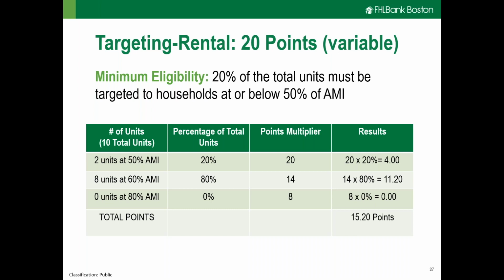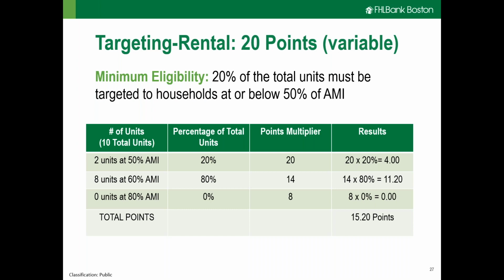We do score our rental and ownership applications a little bit differently. So for the rentals, points are calculated on the percentage of total units that are either 50, 60, or 80% AMI. They all have their own multiplier. And you multiply the percentage of the units times that multiplier equals your points. And when you add them all up, you'll know what you're getting for this category. This setup does reward initiatives with deeper affordability.